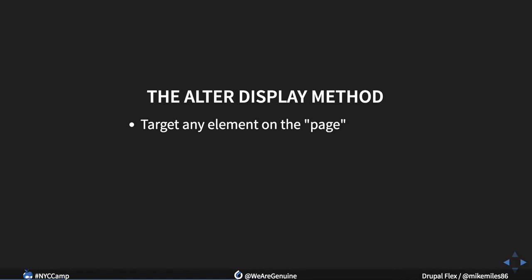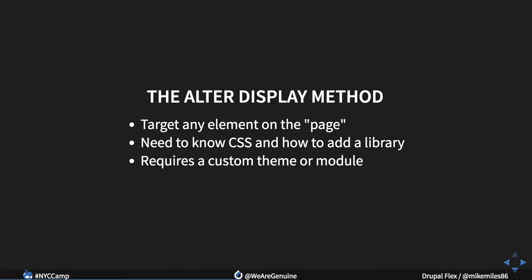With CSS, you can target any element on the page, "page" in quotes, so anything that's output in markup, you can alter and target. You need to know CSS to use CSS, or think you know CSS like I do. And you have to know in Drupal how to add it to a library, and I'll talk about what a library is in a second. And to add custom CSS to a page, and to add a library to a page, you have to have a custom theme or a custom module.